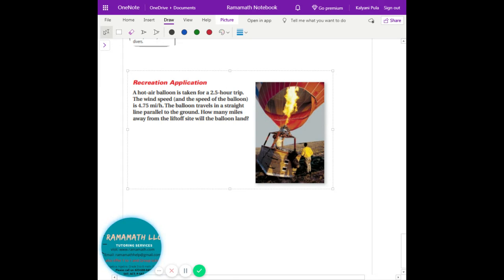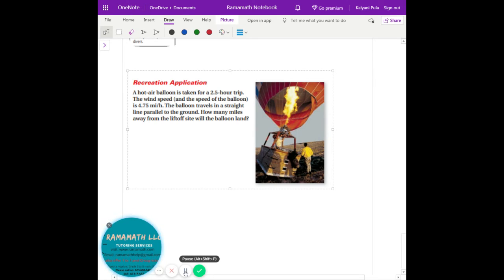Since you read the last one, I am going to read this one for you. A hot air balloon takes a 2.5 hour trip. The speed of the balloon is 4.75 miles per hour. The balloon travels in a straight line parallel to the ground. How many miles away from the liftoff site will the balloon land? So let's think about it, and then we'll answer.